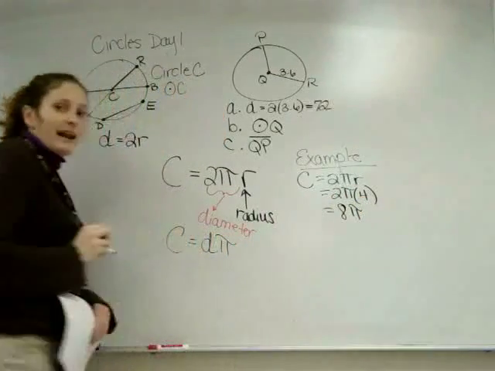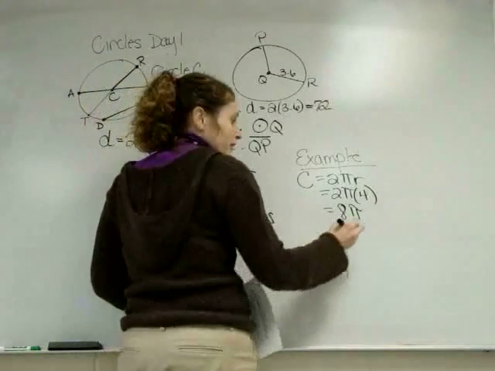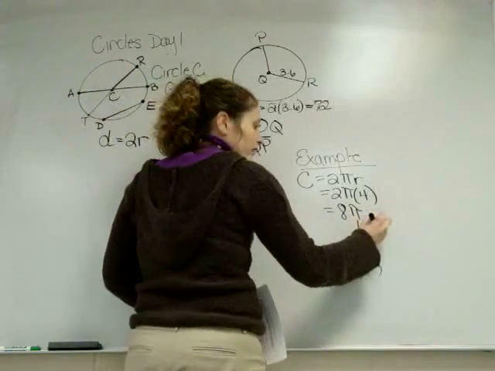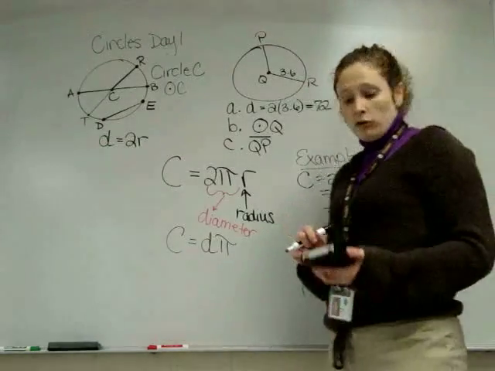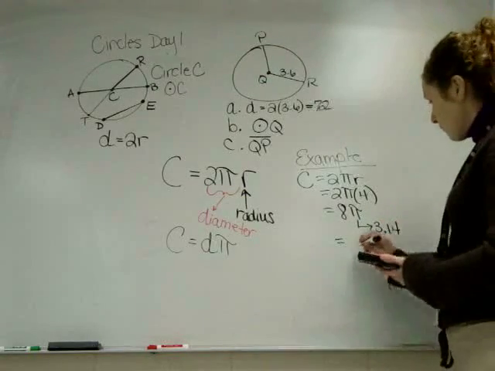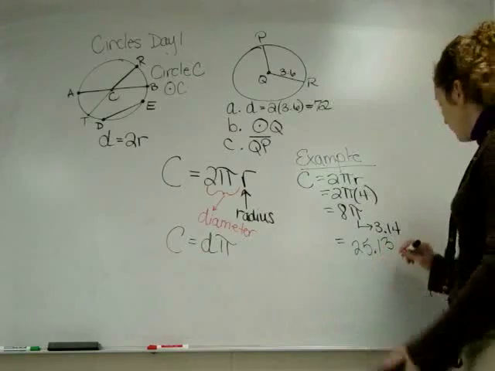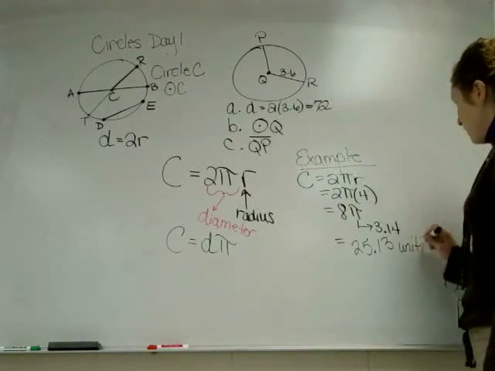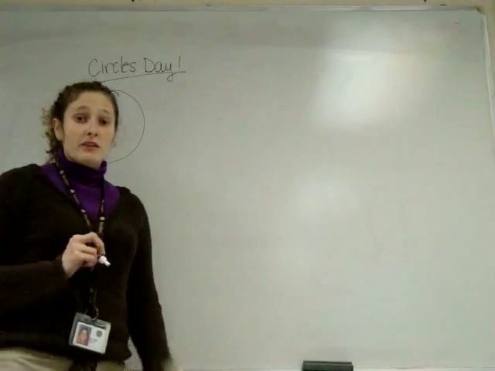Or you can multiply that out in your calculator. You should have a pi button on your calculator. If your calculator does not have a pi button, you can substitute 3.14 in for pi. When you multiply that out, 8 times the pi button, it's going to give you approximately 25.13 units. Okay, there's our circumference. Let's flip to the next page.